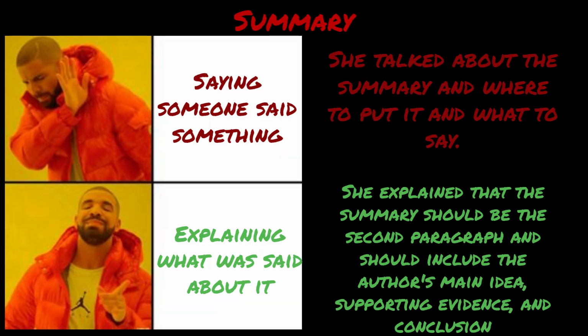When writing a summary, you want to make sure you give specific details. There's a difference between saying someone said something and explaining what was said about it. Let's look at 2 examples. Bad Drake just says someone said something. She talked about the summary and where to put it and what to say. Good Drake explains what was said about it. She explained that the summary should be the second paragraph and should include the author's main idea, supporting evidence, and conclusion. Can you hear the difference between those 2 examples?